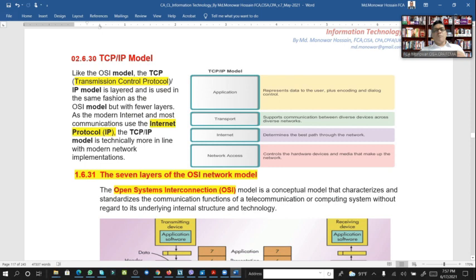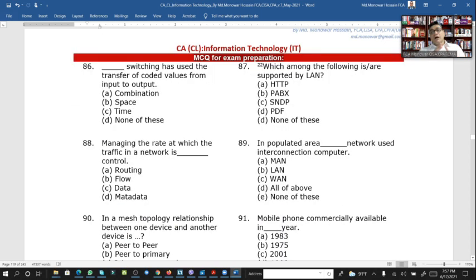So that's all for this chapter. Now we will see a few objective questions for clear understanding. The same type of question can come up in your online exams.